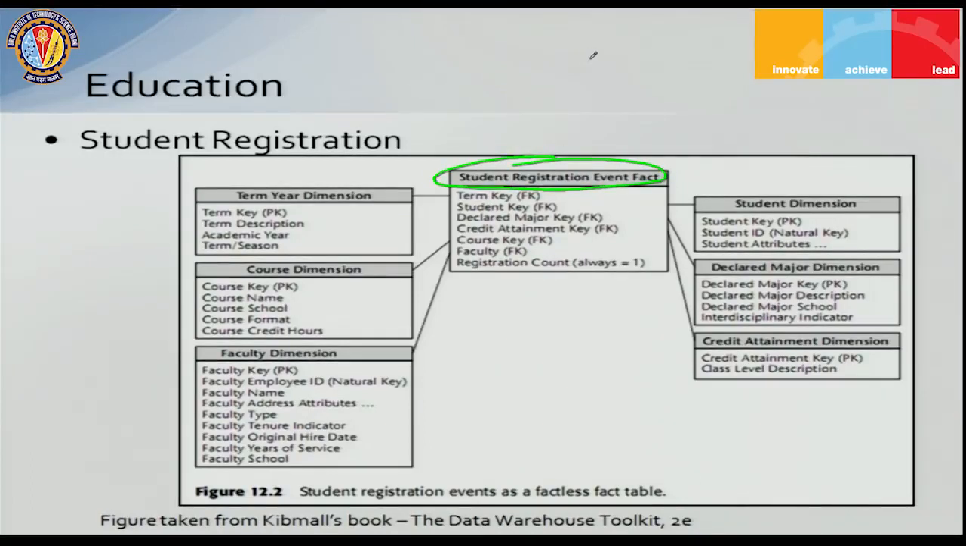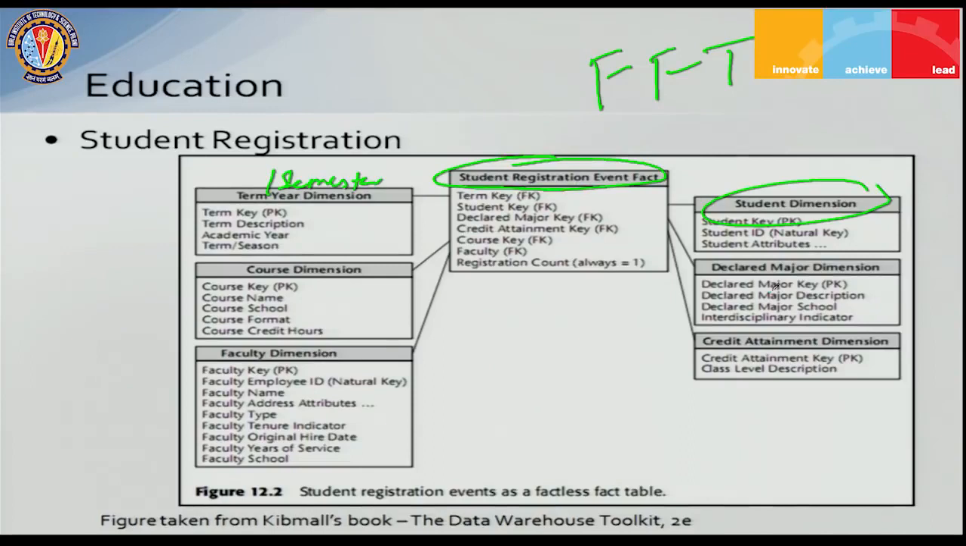Okay, so I am saying that this is also a factless fact table. Now you look at the keys that are present. So one is the term key, that is the term, or you can also call it semester key. Then there is a student key. So which student is registering for which semester or which term, so there is a student dimension here.